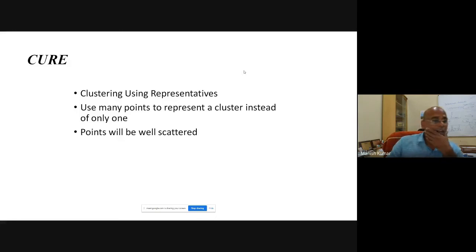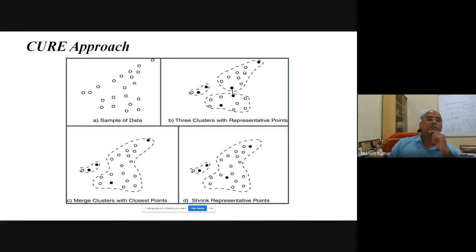Next is CURE, which is clustering using representatives. It uses many points to represent a cluster instead of only one. For example, you can see this particular figure. This is your sample of data. Now you have three clusters, which you got by representative points. These black points are representatives of the clusters. So the first cluster has two representatives, then the next cluster below that has two representatives, then there are two representatives of the third cluster as well.